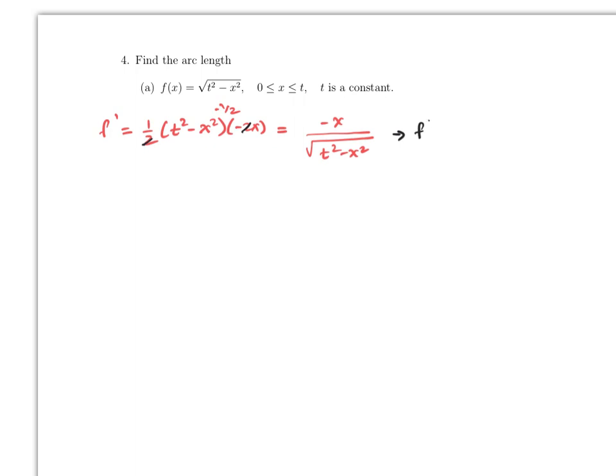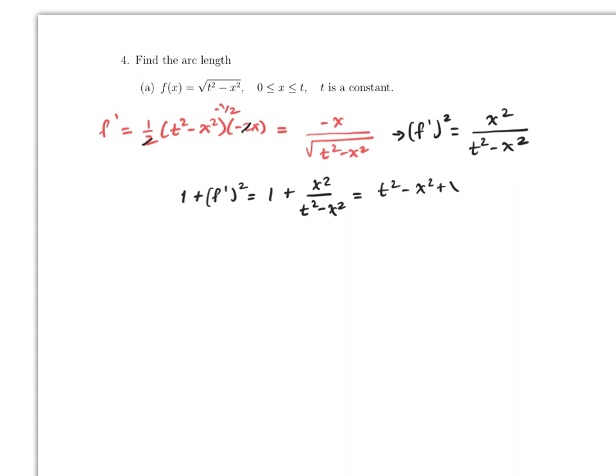Therefore, if you square the derivative, you'll end up with x squared over t squared minus x squared. Then if you do 1 plus the derivative squared, this will be 1 plus x squared over t squared minus x squared. If you add the fractions, this will be t squared minus x squared plus x squared over t squared minus x squared. This cancels, so you end up with t squared over t squared minus x squared.